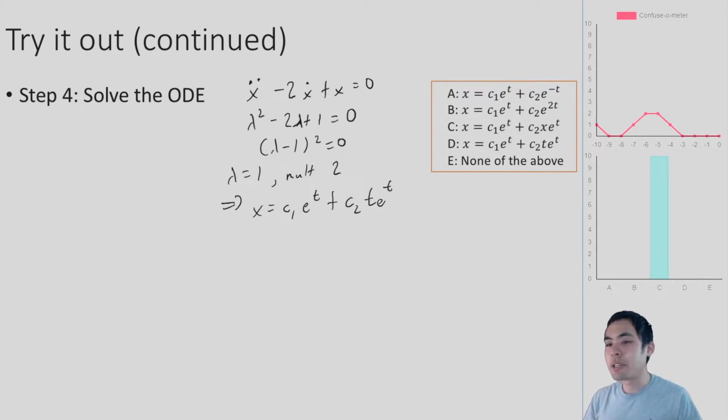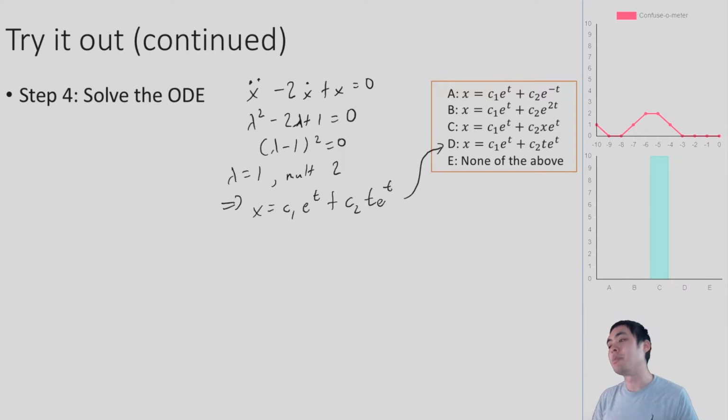And this is another one of the places where you have to be really careful. I know that in the previous examples, I said that you just need to add an x to it in order to get another independent solution. But since here t is our independent variable, you actually need to add a t to it rather than an x. And so the answer is actually D here.